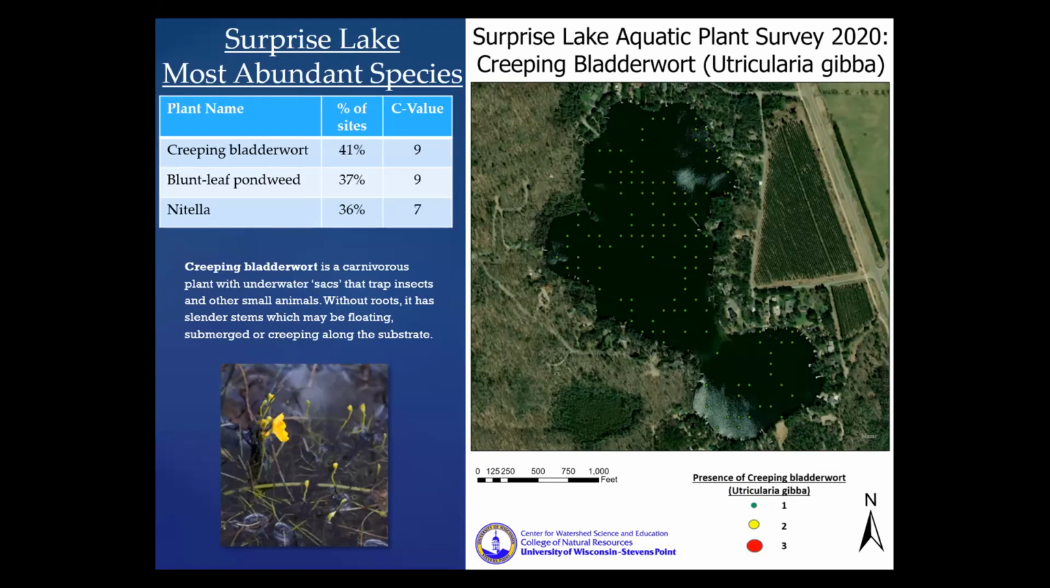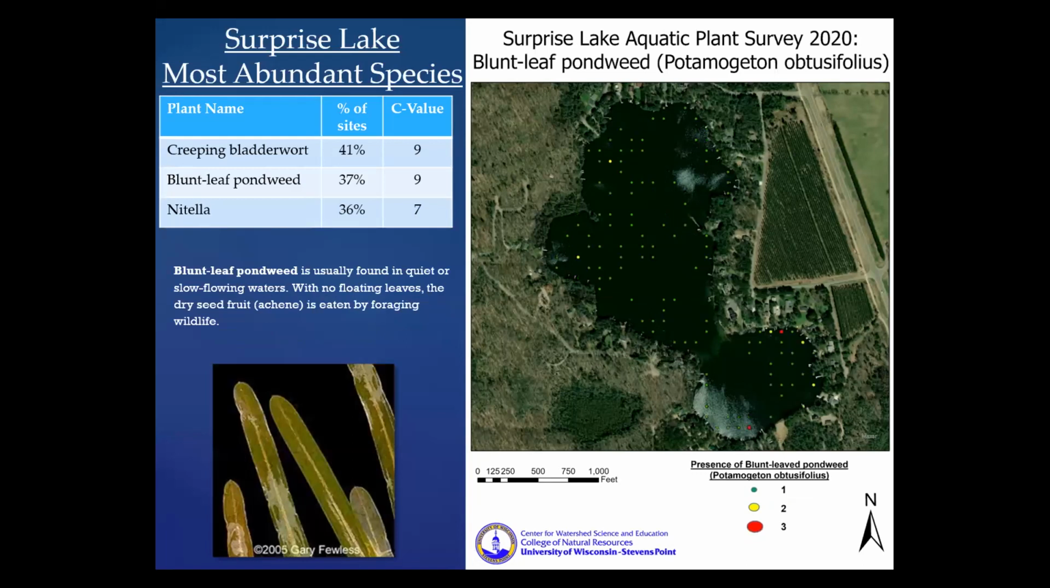Bluntleaf pondweed, second most, was found at a little over a third of the sites. That's also a C value of 9, a very sensitive plant. You can see that it even came up as a 3 on the rake there in the southern lobe of the lake. So some high quality plants down in there.